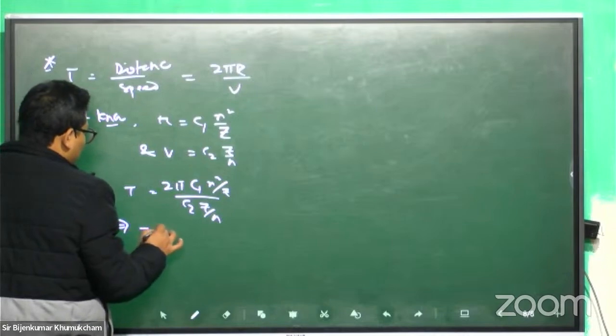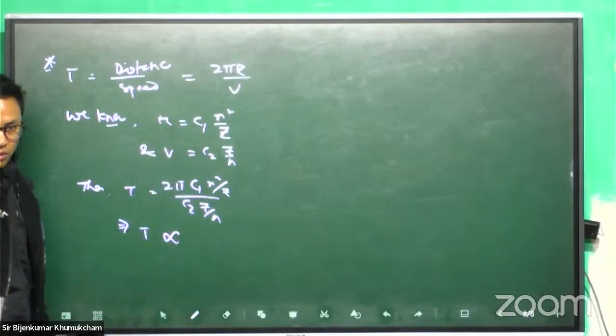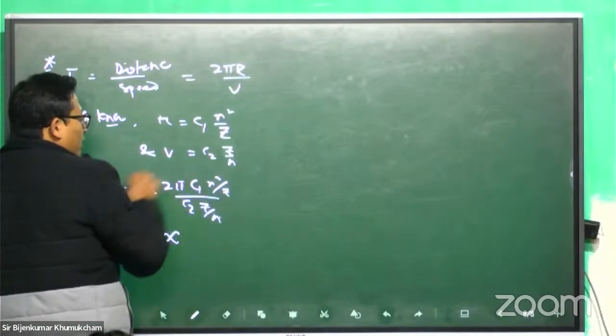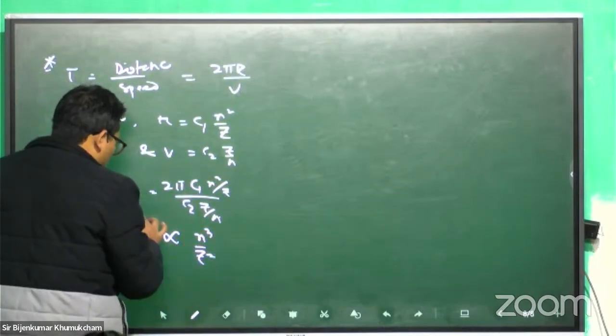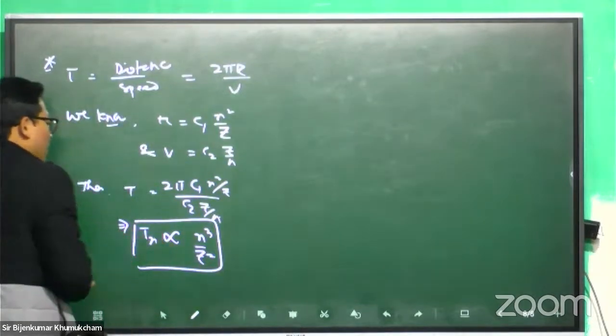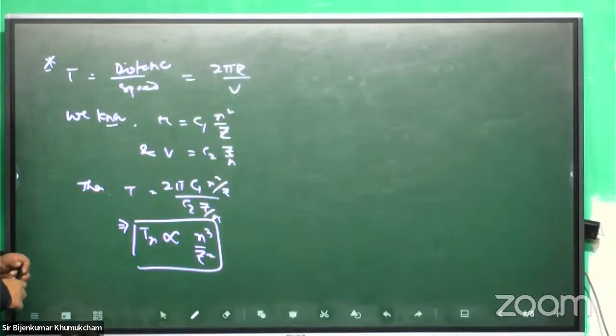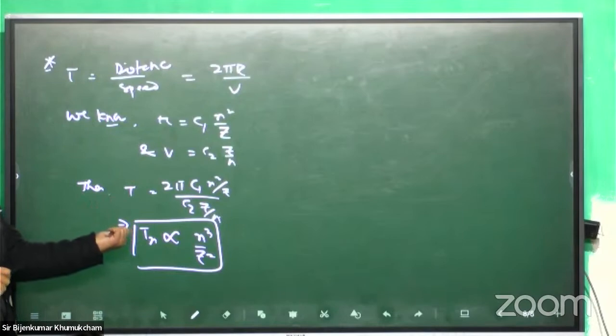So it is nothing but time period is directly proportional to n cube by z square. The time period in any nth orbit is nothing but n cube divided by z square. They will never ask the exact value, they will never ask it.